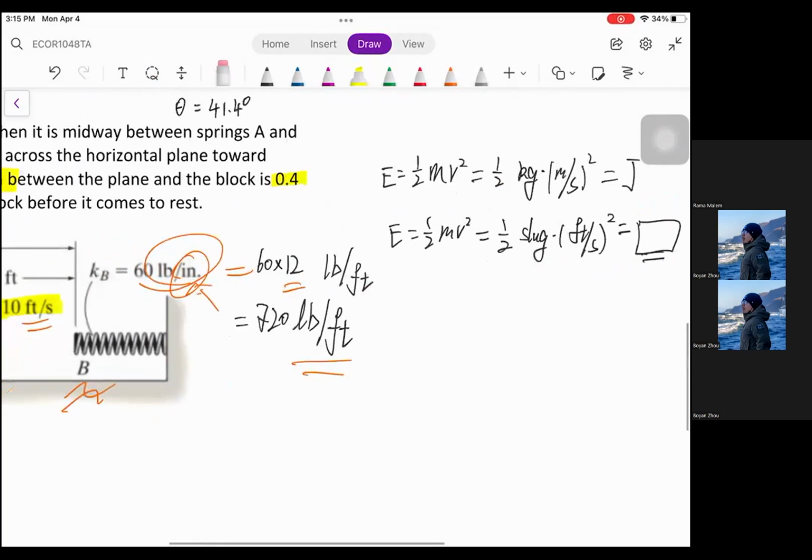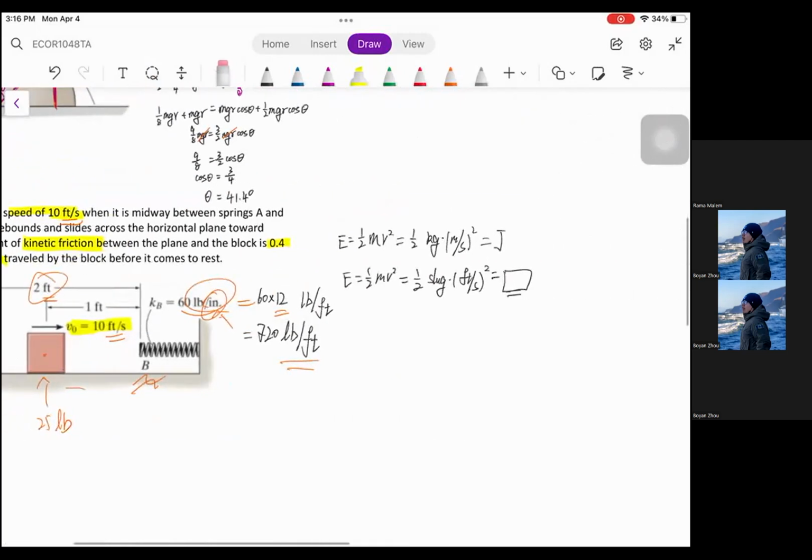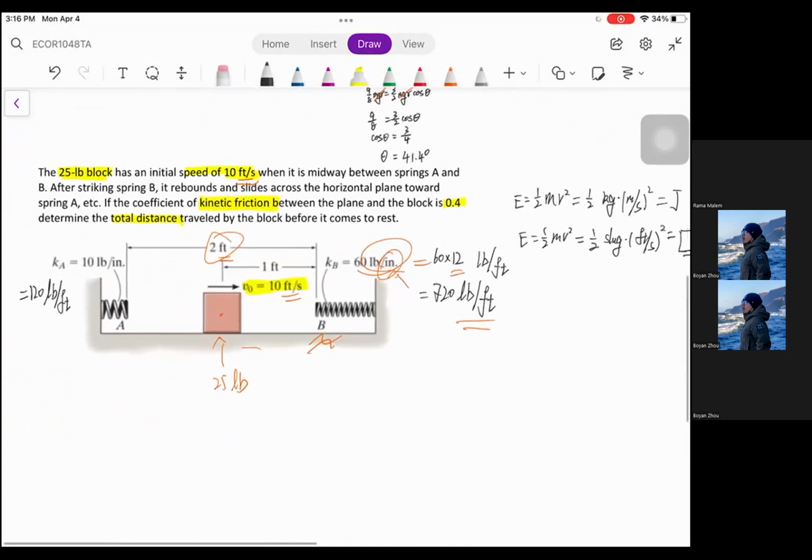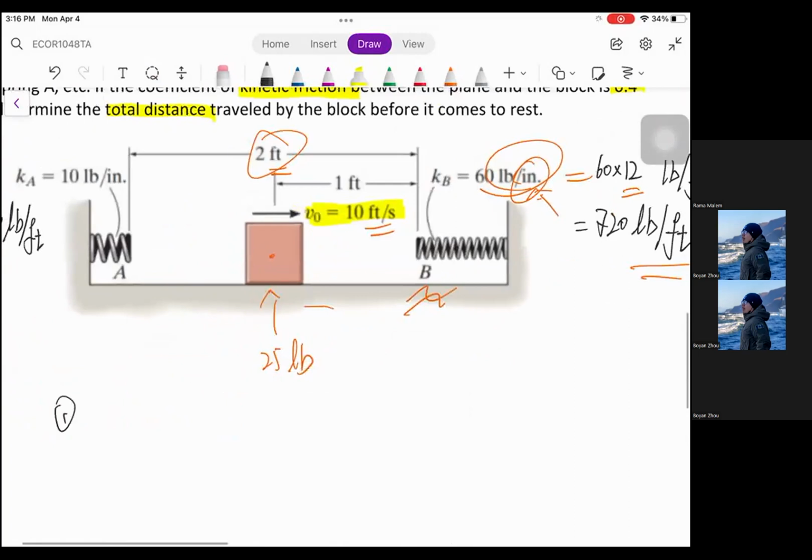Okay, so let's go back to the question. The block is going to start moving to the right first. We're going to solve this question piece by piece. The first piece is from the original location to the far right location, and then we calculate how much energy it's going to consume. Then when it's brought back, how much energy it's going to consume again, and just do it step by step.